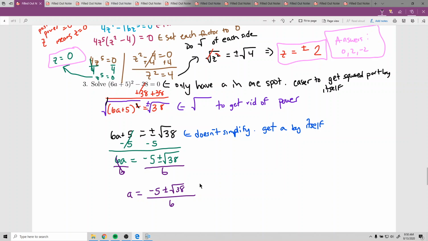Right, and this gives us two answers. As messy as this is, they are simplified. The way you want to read your answers, just write 1 with the plus, negative 5 plus the square root of 38 over 6, and 1 with the minus, negative 5 minus the square root of 38 over 6.